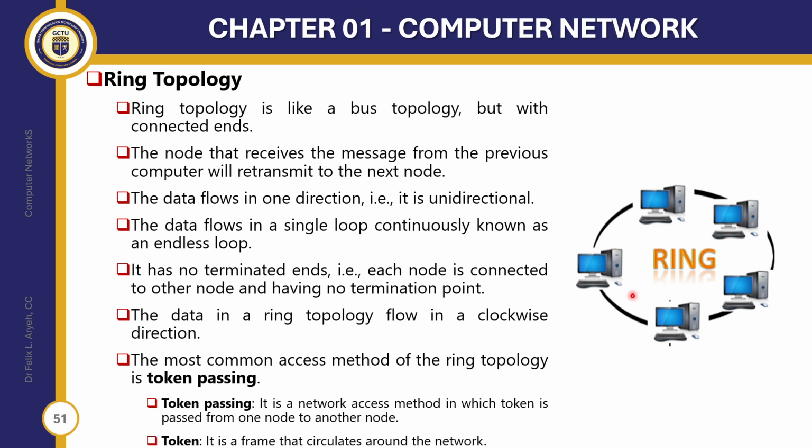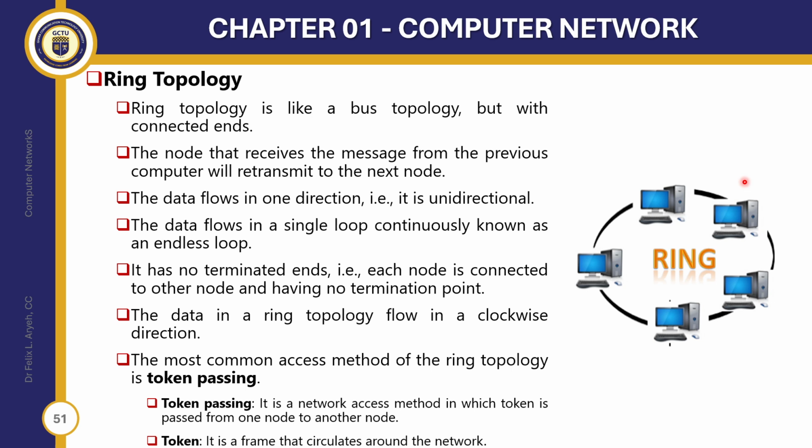The node that received the message from the previous computer will retransmit it to the next node. The data flow is in one direction, that is unidirectional. The data flows in a single loop continuously, known as the endless loop. It has no terminated ends. Each node is connected to each node, having no termination points. The data in the ring topology flows in a clockwise direction.